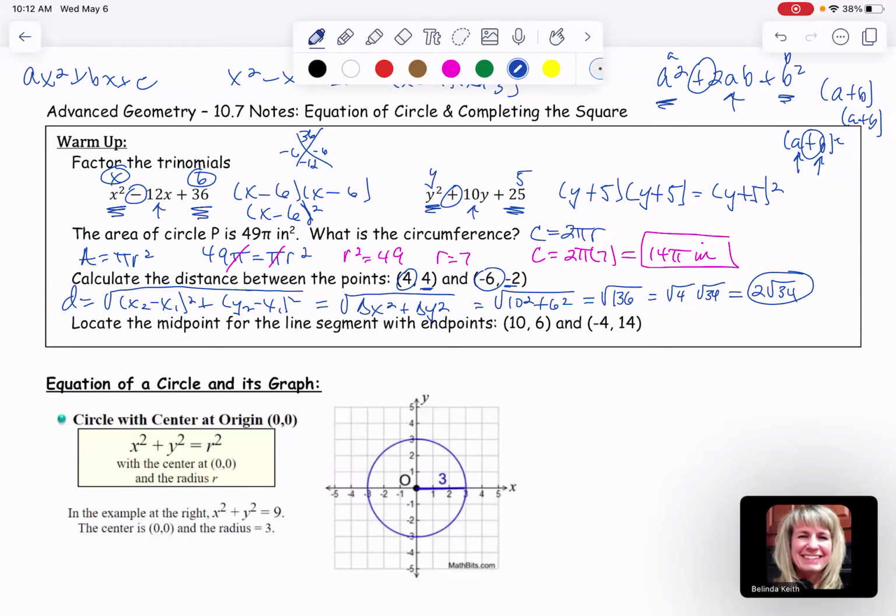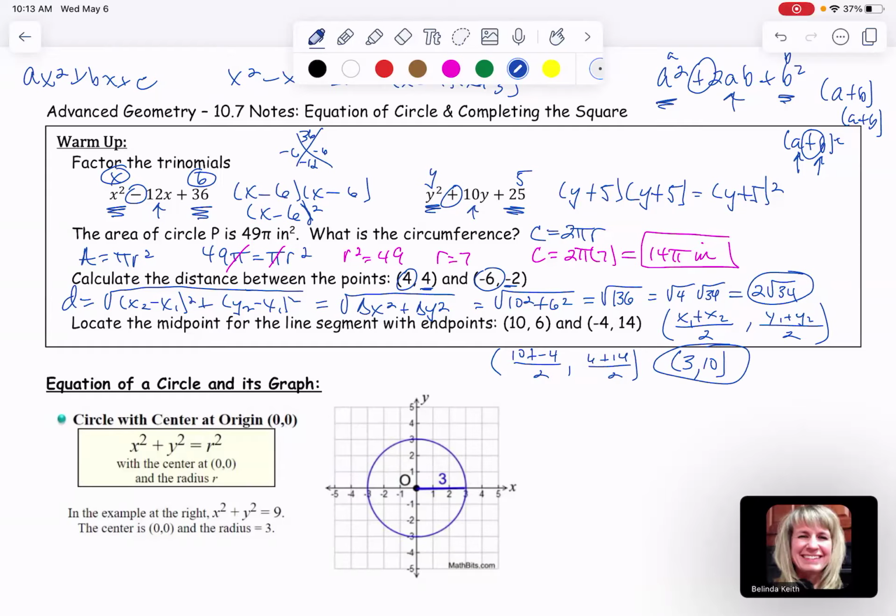All right, locating the midpoint. Remember, our midpoint formula is the average of our x's, so we add our x's together and then divide by 2. And then the average of the y's, so we add our y's together, divide by 2. So in this particular case, we'll have 10 plus a negative 4 divided by 2, and 6 plus 14 divided by 2. That gives me 6 divided by 2, which is 3, 20 divided by 2, which is 10. So my midpoint is at (3, 10).